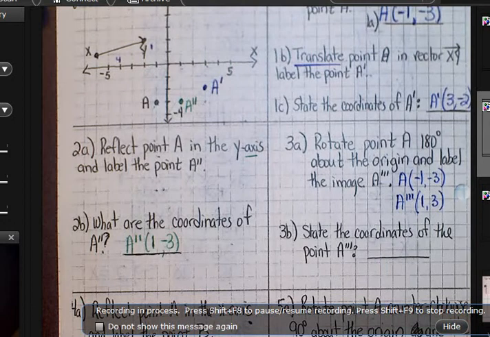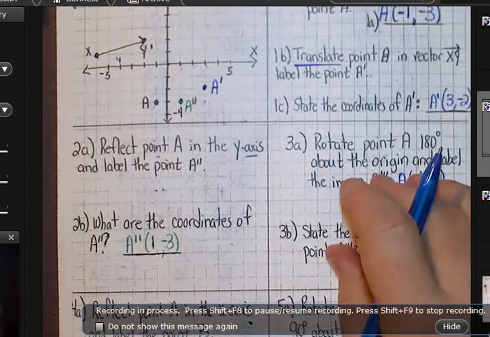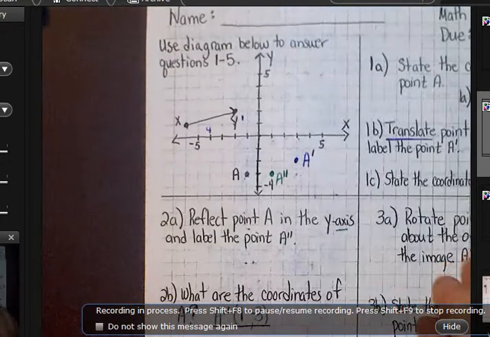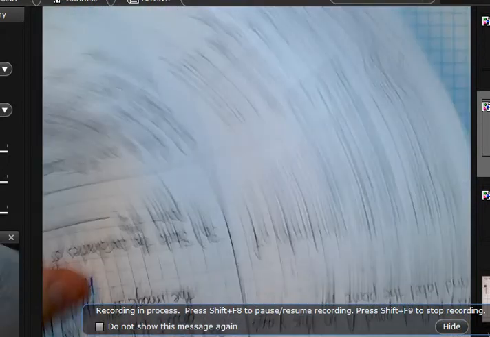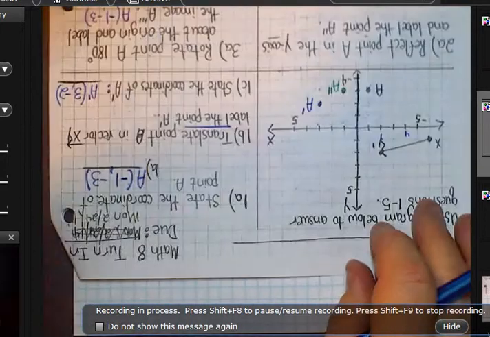All right. The other way that we did it was we actually turned our paper. So if I took my coordinate plane and I turned it 180 degrees, I basically just would flip it over. So I'm going to have to bring the camera down here. And so here it is. So I turn it over.